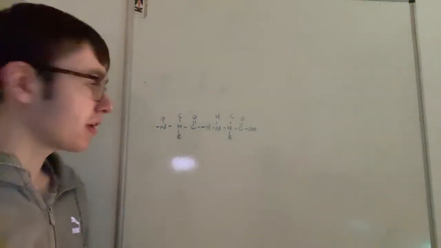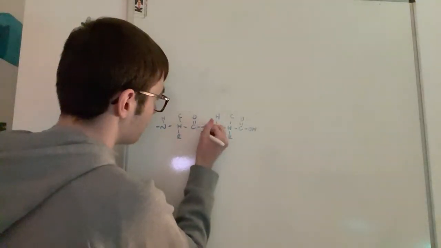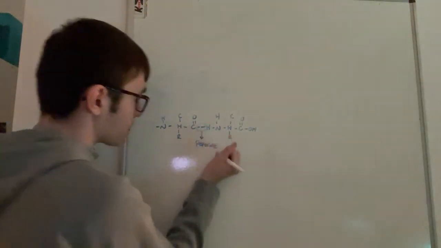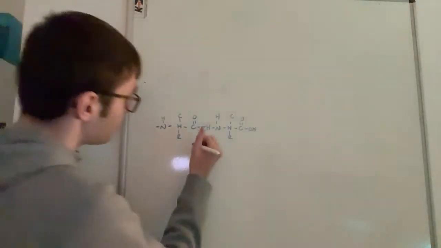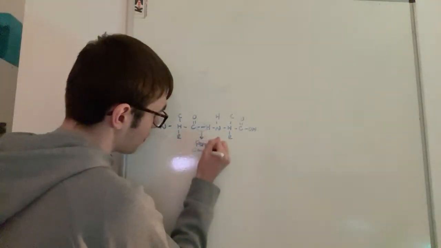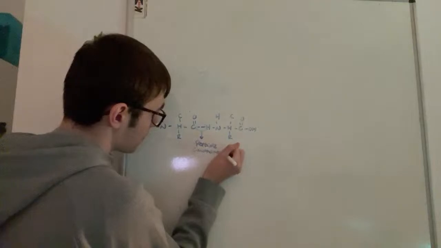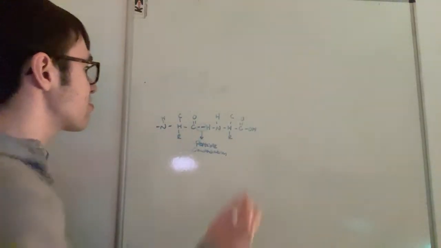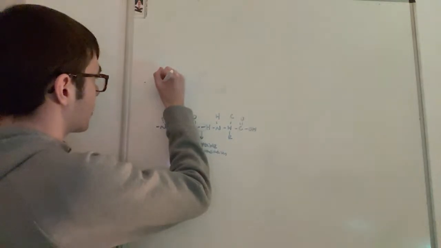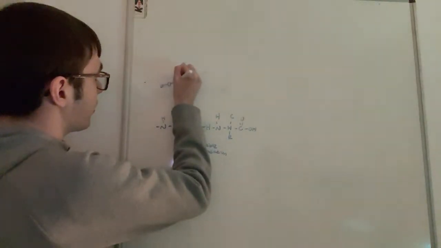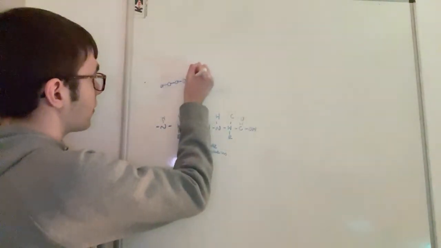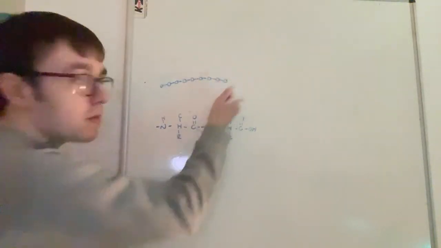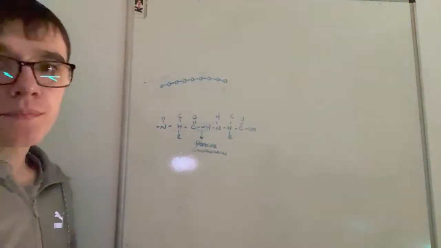Now, the interesting thing to note, this is obviously a peptide bond, and it's joined together via condensation. Okay, so the interesting thing to note here is that when multiple of these join together into a chain, this is called a polypeptide chain, and this is the primary structure of a protein.